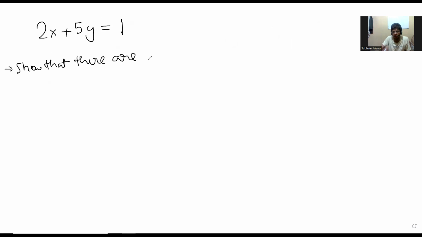Let's say something like 2x plus 5y equal to, let's just keep it 1. Again, in this case, show that there are infinitely many solutions, integer solutions, obviously. And then today we can also try to find all solutions.